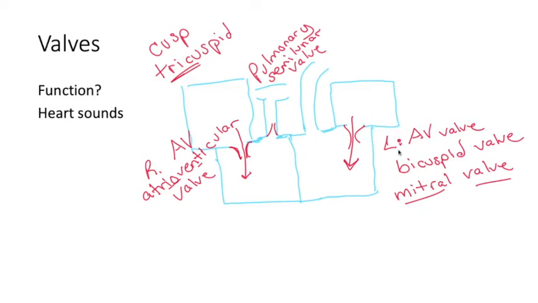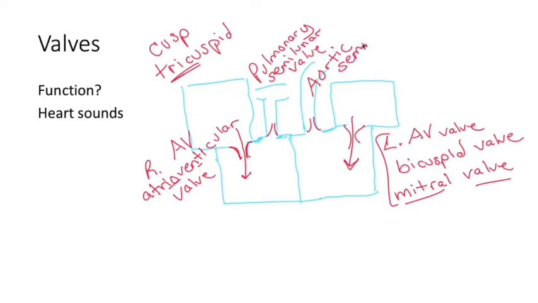Anyway, so 3 names for this one valve. Any name is fine, any of those 3 names. If you labeled it that on the exam, that's totally fine. And then our last valve goes between the left ventricle and the aorta. And this one is also a semilunar. It's called the aortic semilunar.